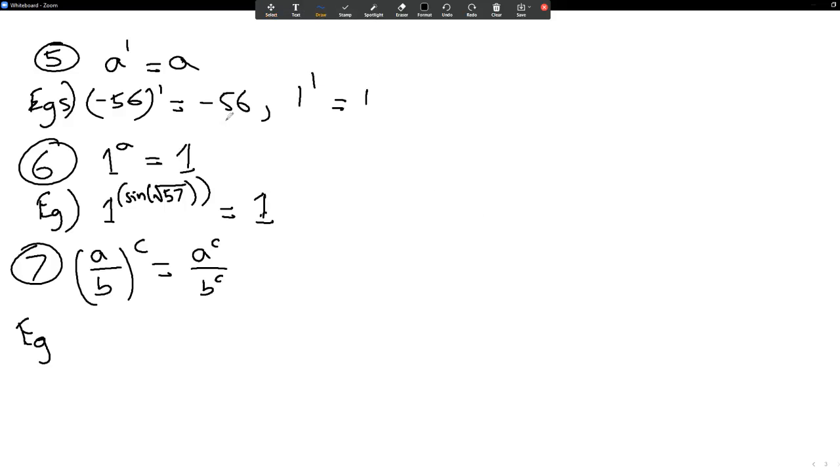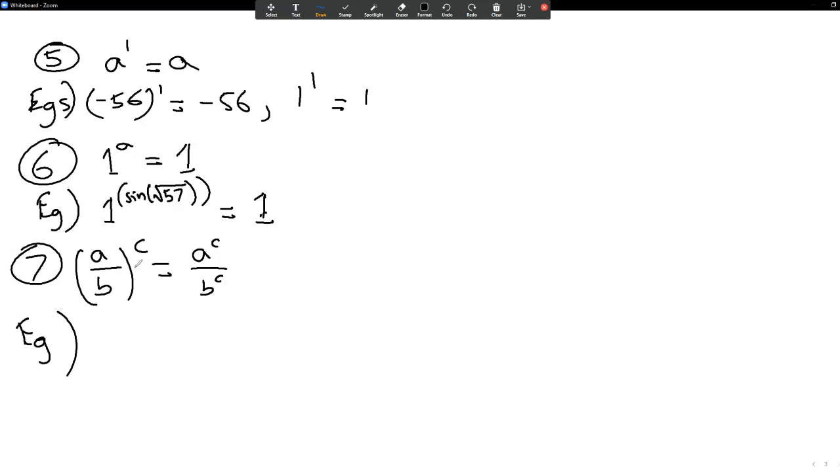Also, why this works is because we're saying we want to multiply a by itself 1 time, like we just want 1a, because a squared is 2a times by a, but a1 is just a by itself. Right.